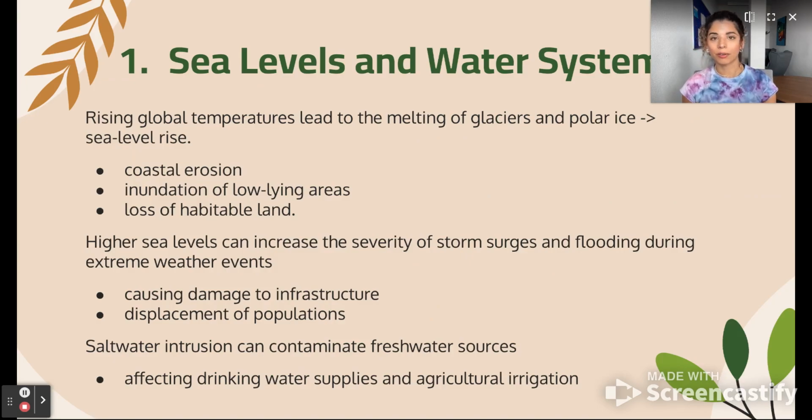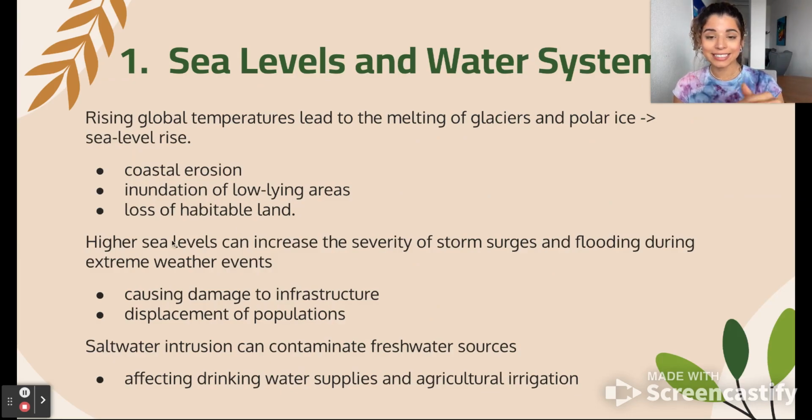So this is a big one, right? As temperatures rise, that causes the melting of glaciers, the melting of polar ice, which then in turn causes that sea level rise. So what does this mean? What kind of impacts does this have? A few of the most notable ones include coastal erosion, inundation of low-lying areas. In other words, these areas can definitely get flooded easily, and also loss of habitable land. So losing land to that rising sea level.